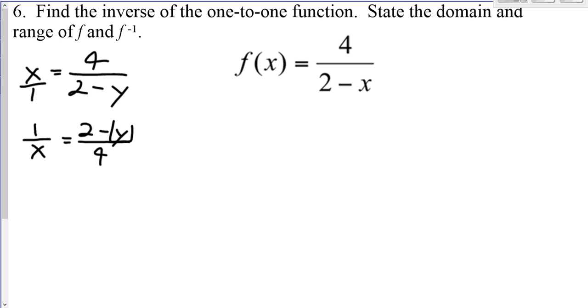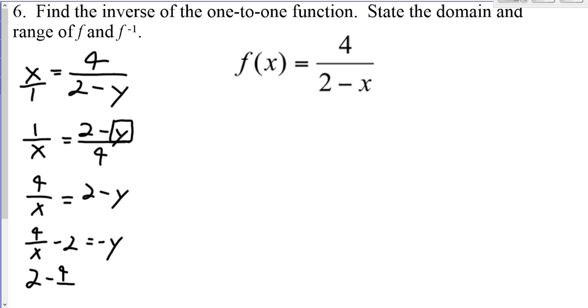This gets somewhere, so I want to isolate this y. So I'm going to multiply both sides by 4, so I get 4 over x is equal to 2 minus y. I'm going to subtract 2 from both sides, so I get 4 over x minus 2 is equal to negative y. Multiply by negative 1, and I'm going to get 2 minus 4 over x is equal to y. So this is my inverse, 2 minus 4 over x.